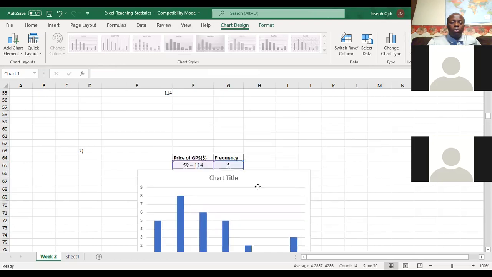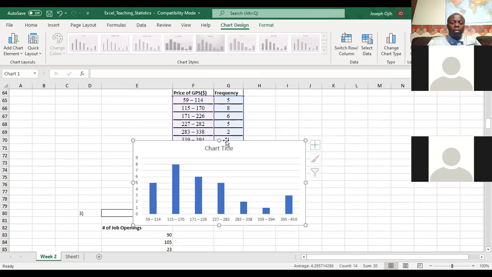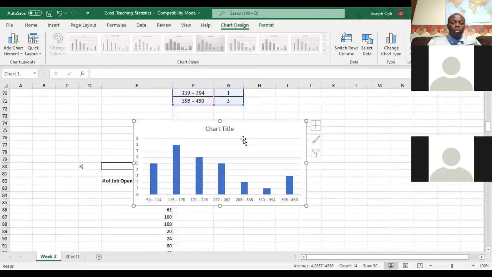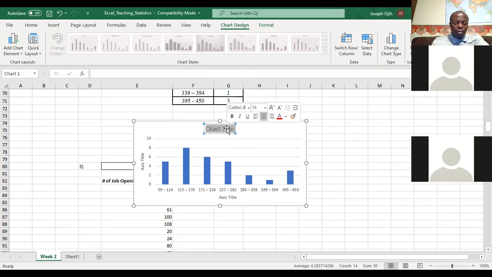Now all you have to do is to format it, because in a histogram, the bars are close together. But let us put the axis titles first. You gotta click on this plus sign here. Put axis titles. This is the GPS prices in dollars.